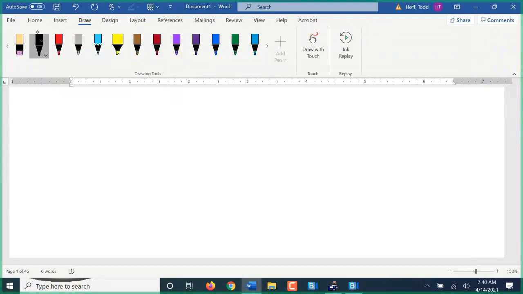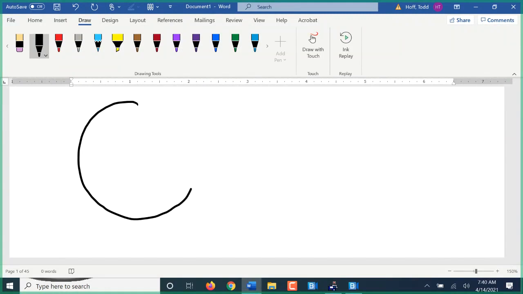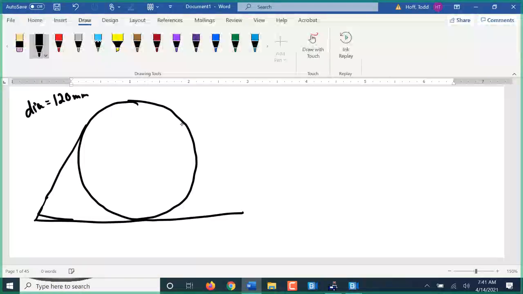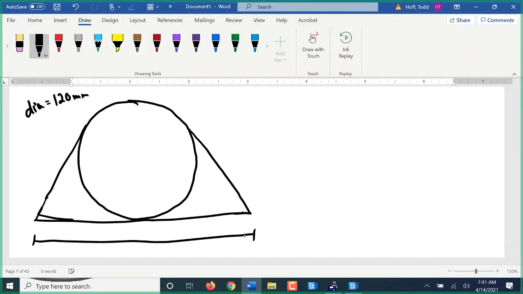So today we're moving on to a slightly different type of problem. Looks something like this. Let's say you have a circle with a diameter of 120 millimeters. And I have these tangents here that create, let's call this, 100 millimeters across the base here.